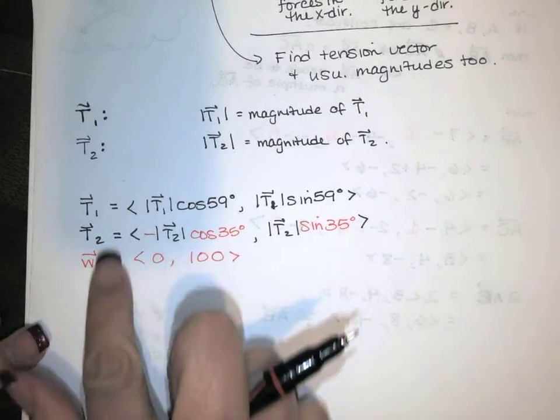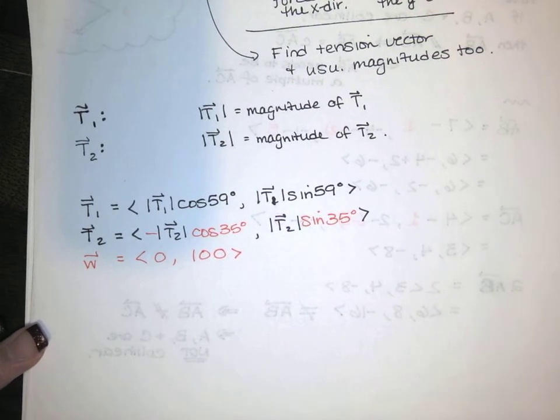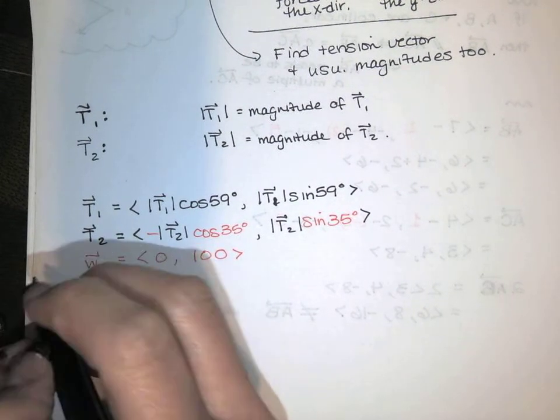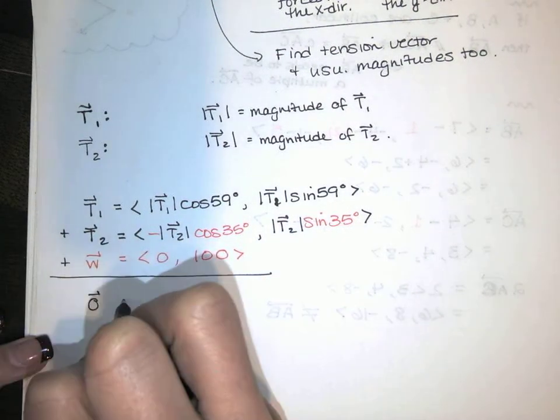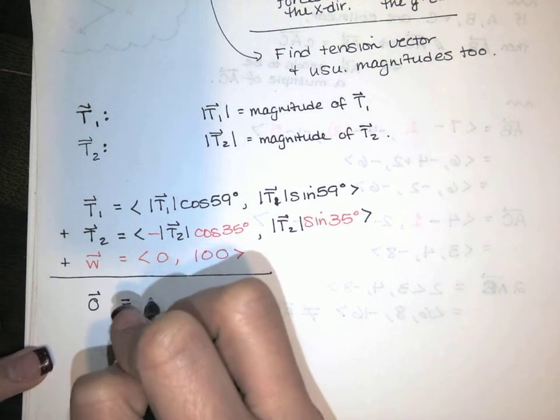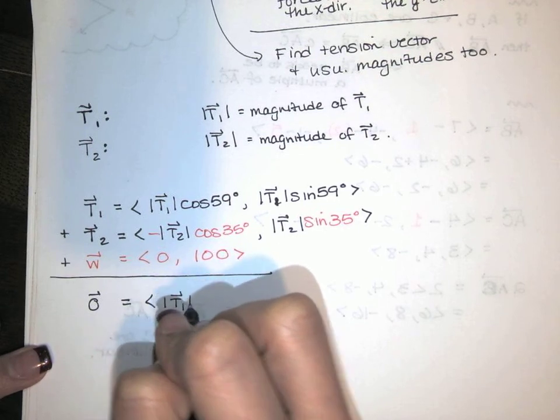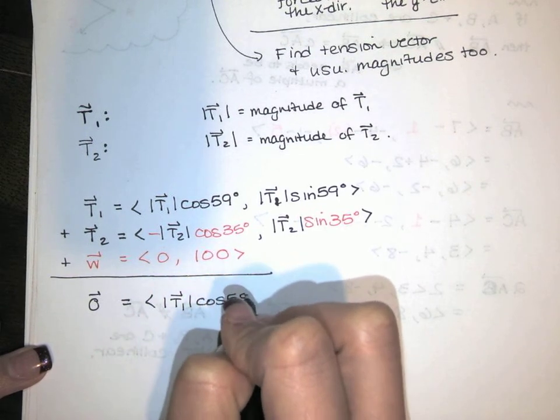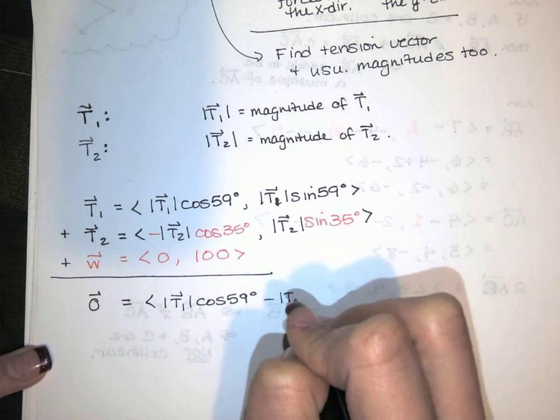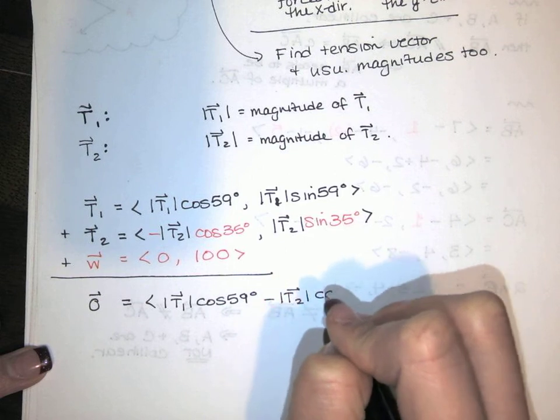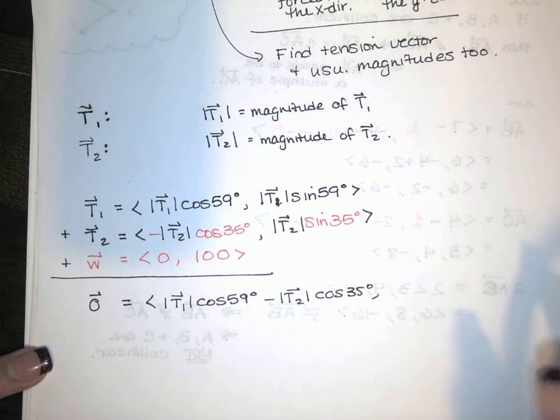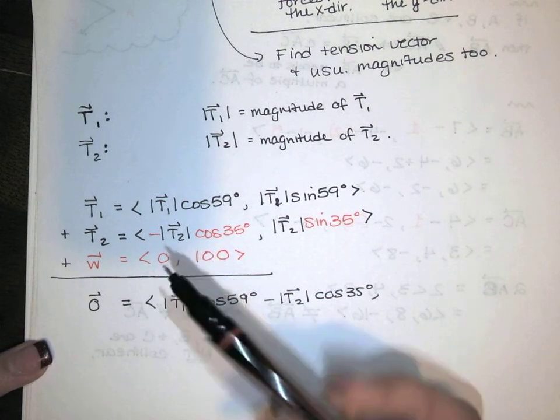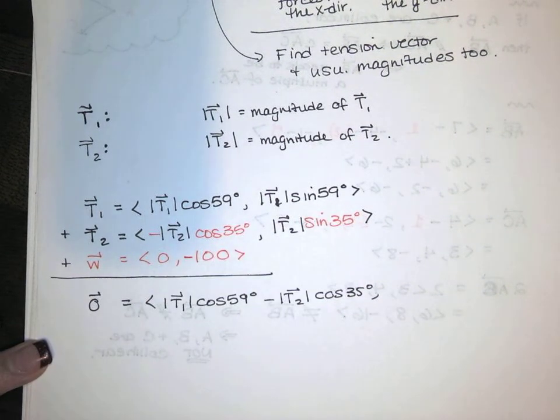Okay. Now, the sum of these three vectors has to be 0. This plus this plus this is the 0 vector. And if I add component by component, I get this. Oops, and that weight is pulling down in the y direction, so that should be a minus 100.